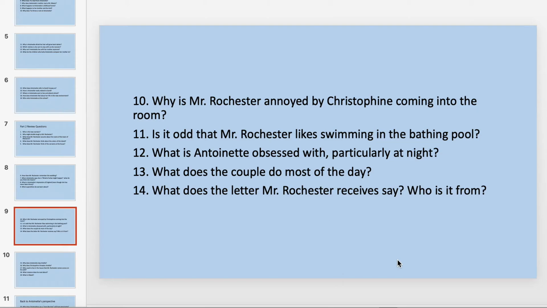All right, going on to number 10 here. Why is Mr. Rochester annoyed by Christophine coming into the room? So the easy answer that some people have for this one is that Christophine wakes them up in the morning. They're on their honeymoon. She comes and wakes them up.